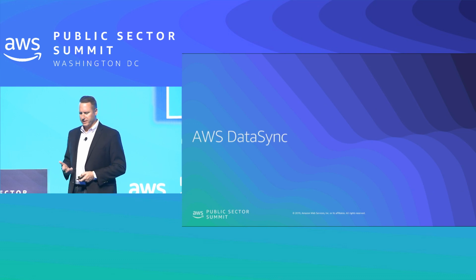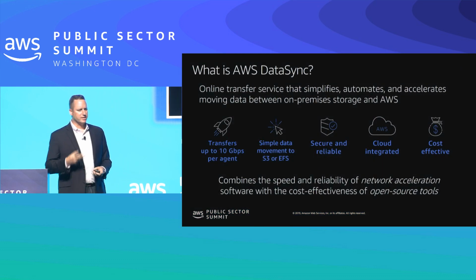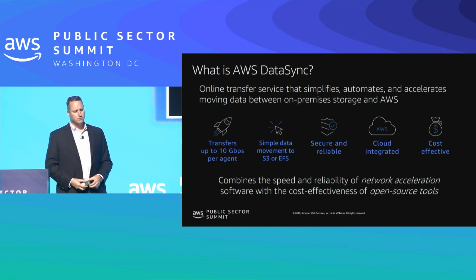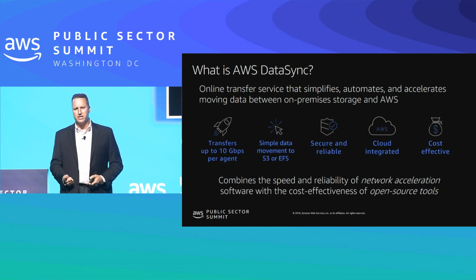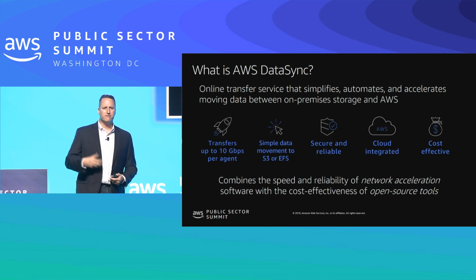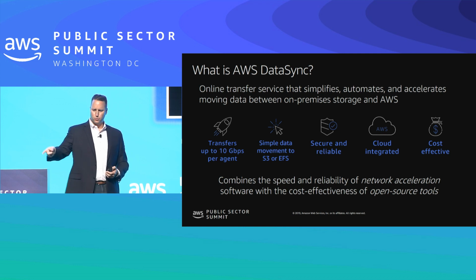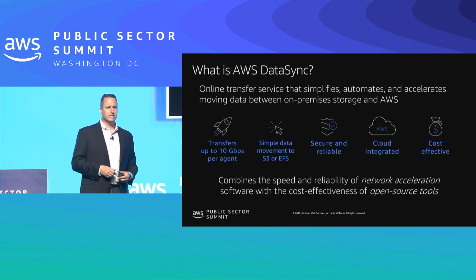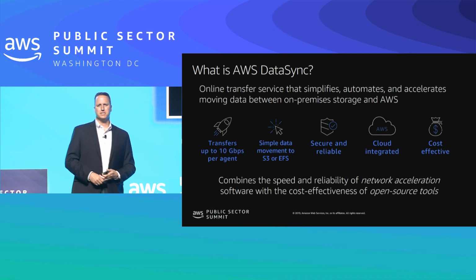So let's shift gears a little bit to AWS DataSync. Okay, so what is DataSync? I've mentioned this. It's an online transfer service that simplifies, automates, and accelerates moving data between on-premise storage and AWS. So we can handle transfers up to 10 gigabits. We can fill a 10 gigabit link per agent. So one agent that I'm going to deploy, I'll show you that in a few minutes, can fill a 10 gigabit pipe. So think about this as network acceleration, WAN optimization.